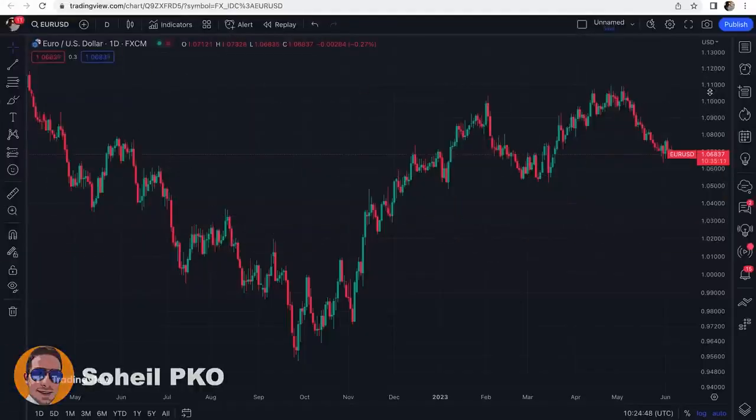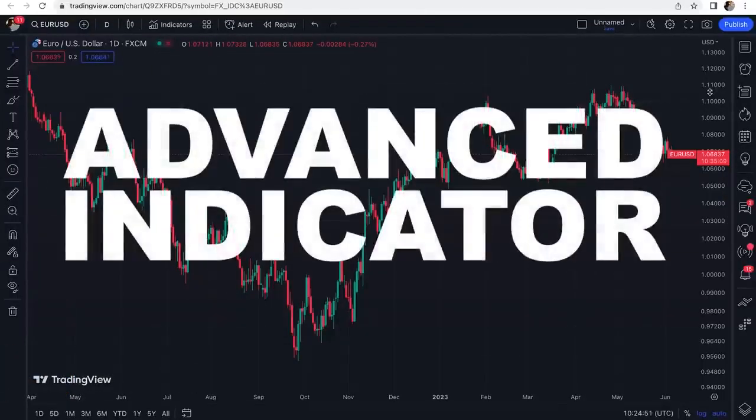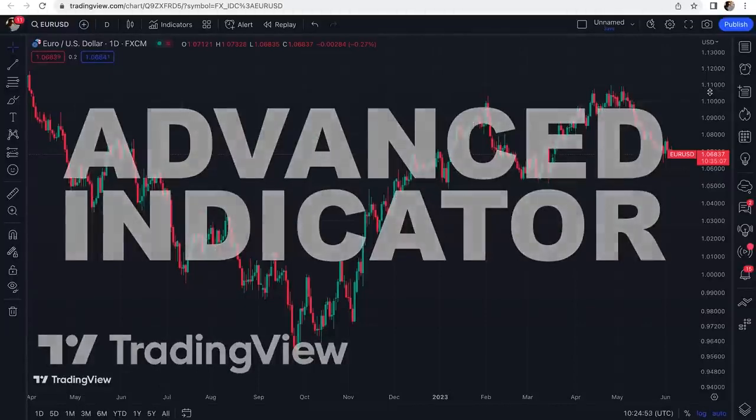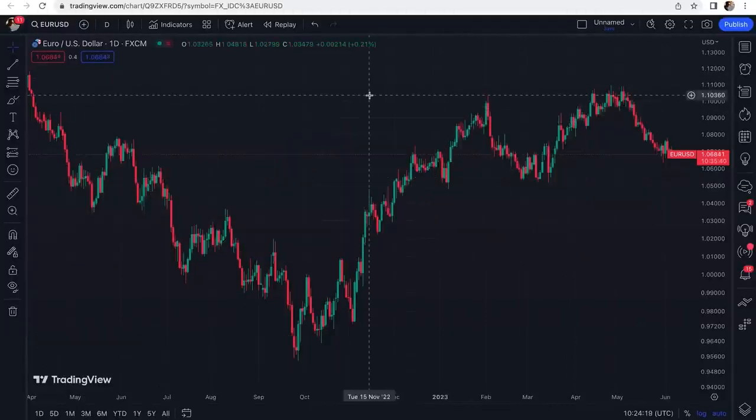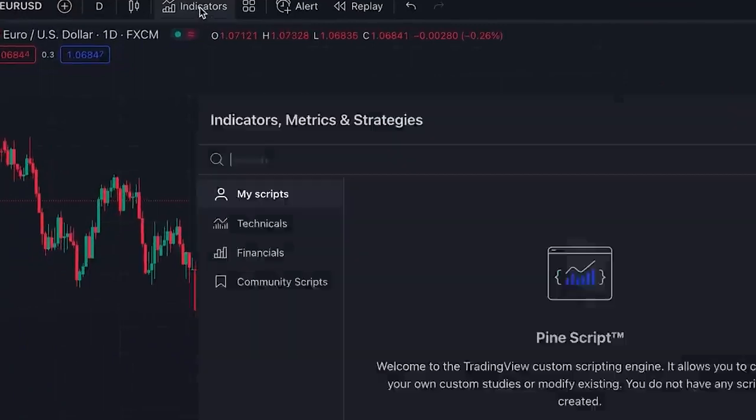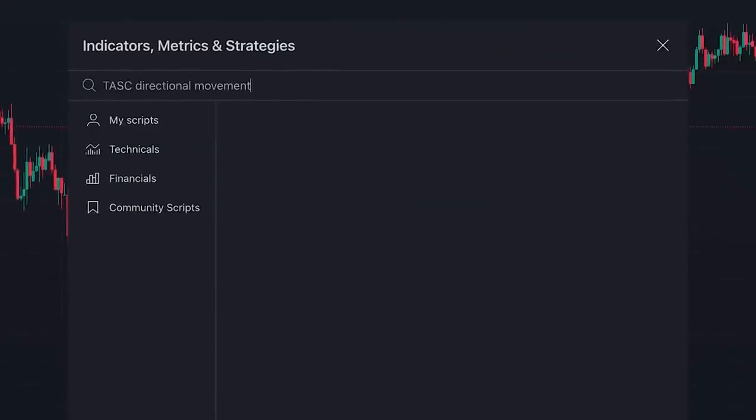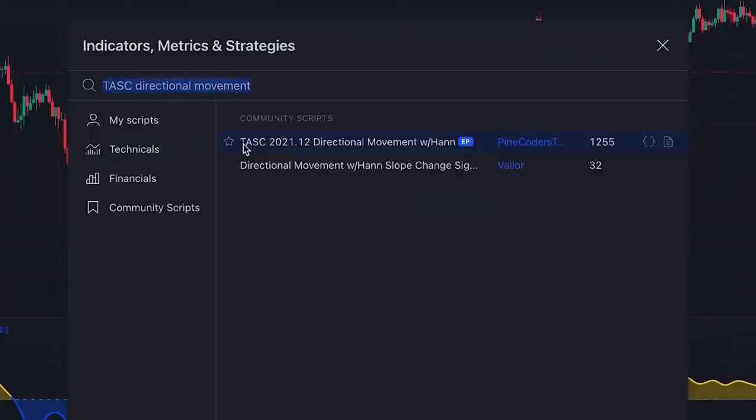Sohail here, and today I want to introduce an advanced indicator on TradingView that works perfectly and profitably. To add this amazing indicator to our chart, we click on indicators and search "TASC 2021 directional movement with Hann," which is an editor's picks indicator, written by someone named PineCoders.